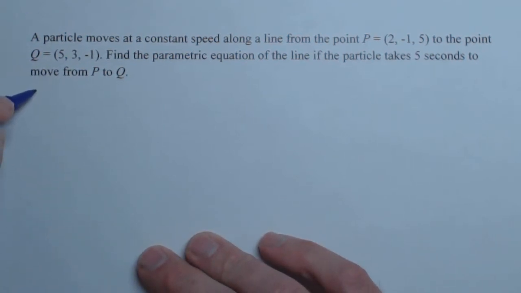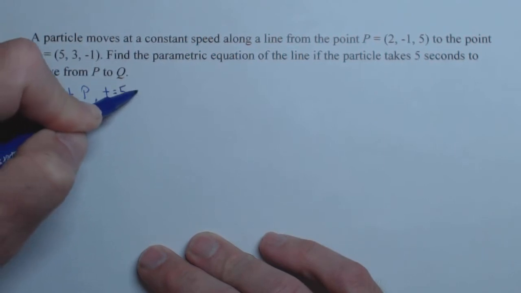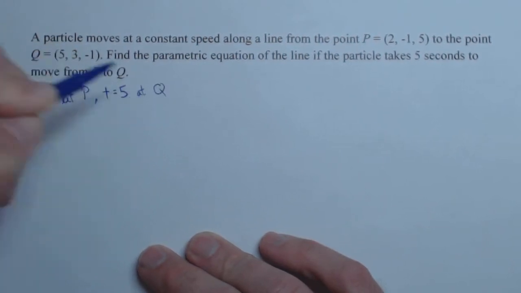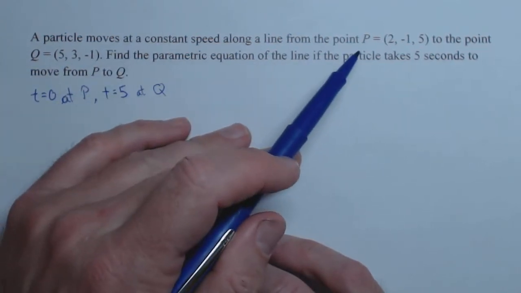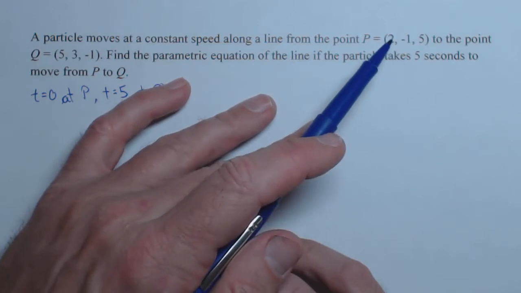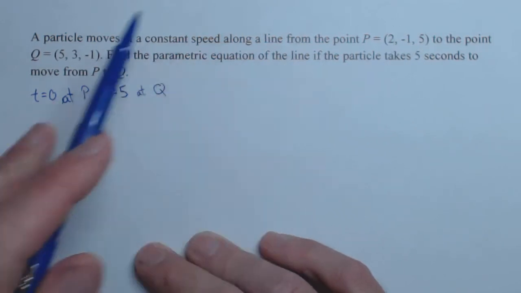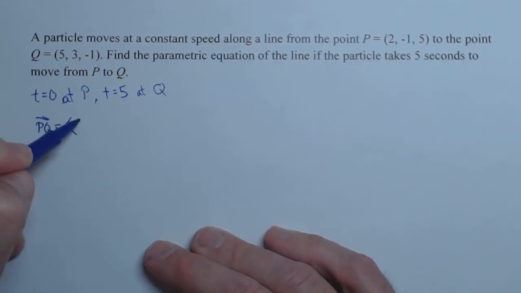So in the first rundown of this problem, let's assume at time 0 we're at P, and at time 5 we're at Q, because this makes our problem fairly simple. We're going to start at P, and then we need to figure out what direction we need to move in each axis, the x, y, and z, to get to Q. One nice way of representing that is finding the vector between them. Let's call it PQ, the vector from P to Q.